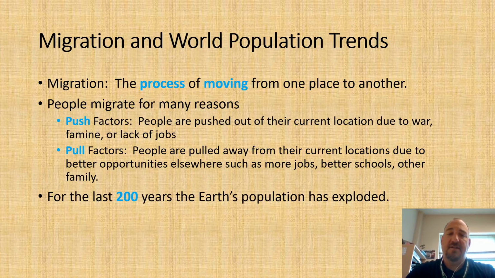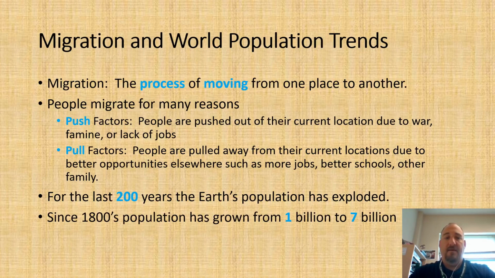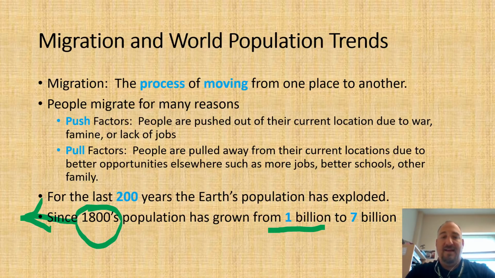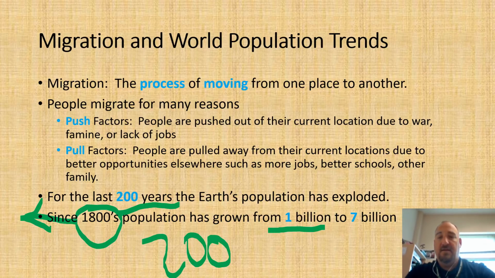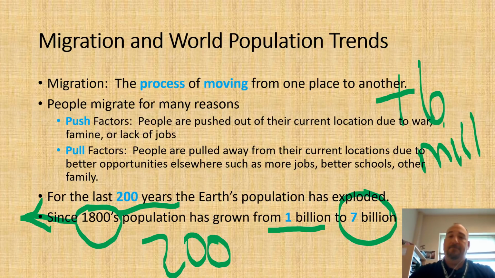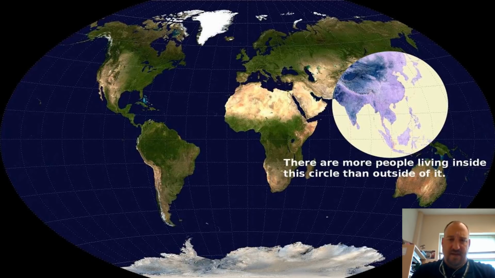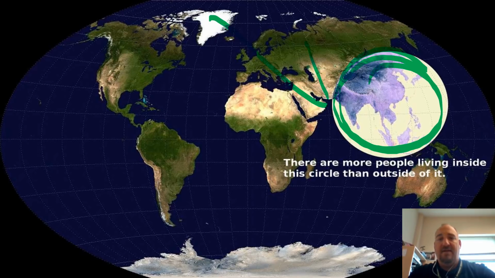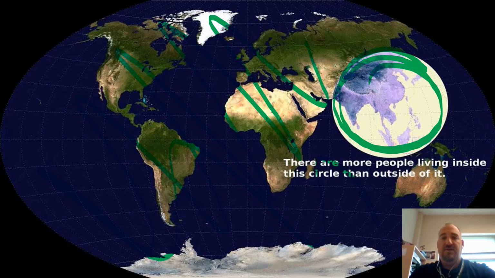And for the last 200 years, the Earth's population has exploded. Since the 1800s, population has grown from 1 billion to 7 billion. So looking at all the time prior to the 1800s, it only grew to 1 billion. And then in the last 200 years, we've seen plus 6 billion. We saw this map before. The image was a little different, but considering this fact here, there are more people living inside this circle than anywhere else in the world. So this is the most densely populated region on the planet.